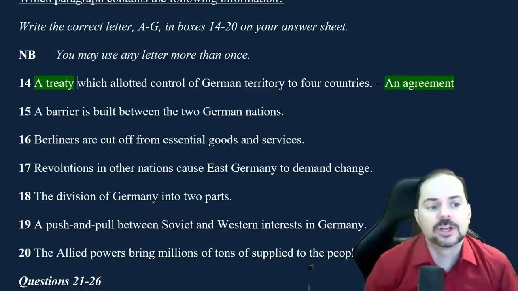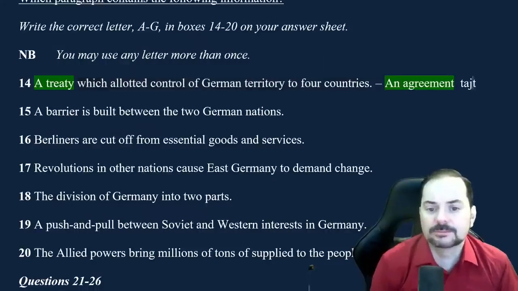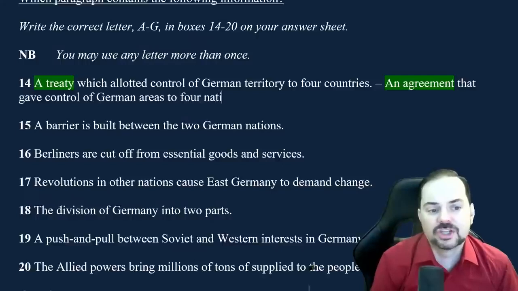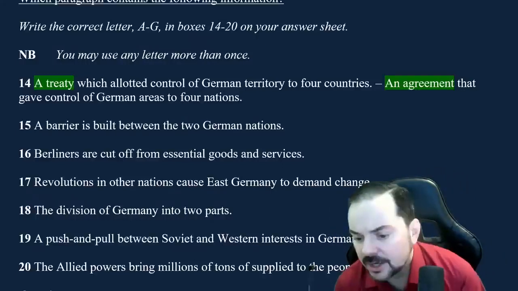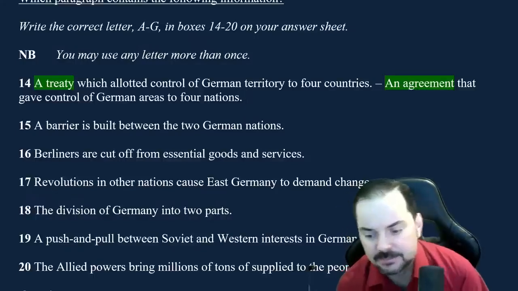So a treaty which allotted control of German territory to 4 states. An agreement that gave control of German areas to 4 nations. You can do this with me. Yeah, Aryan, absolutely. You should read the passage once before answering, in like 8 to 10 minutes.